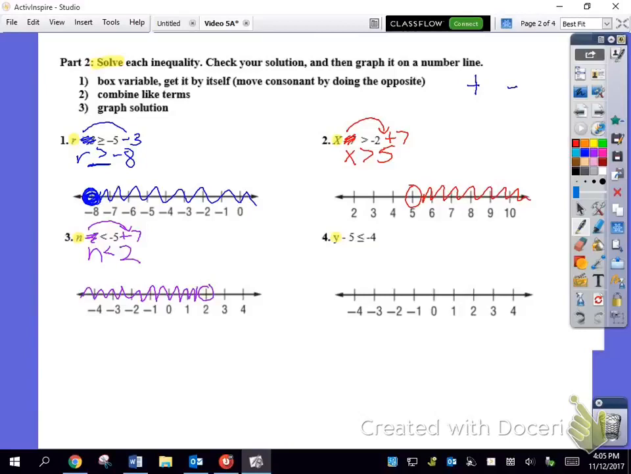Number 4, take a negative 5 to the other side, that becomes plus 5. So y is less than or equal to 1. Now this has a less than or equal to, so at the 1, I'm going to shade it in. It says less, so I'm going to go to the left.